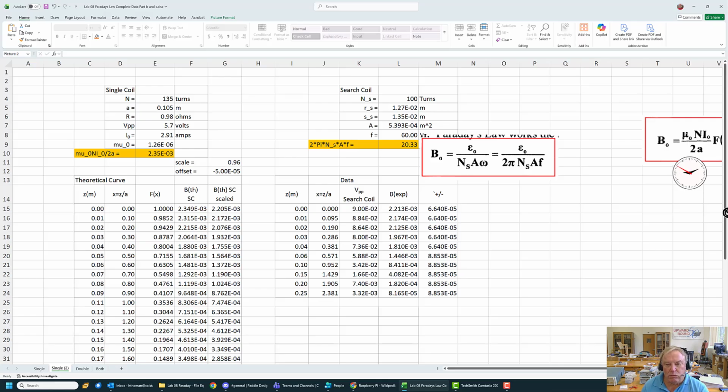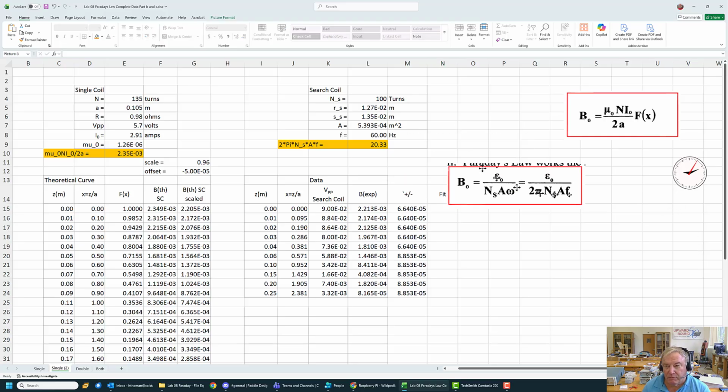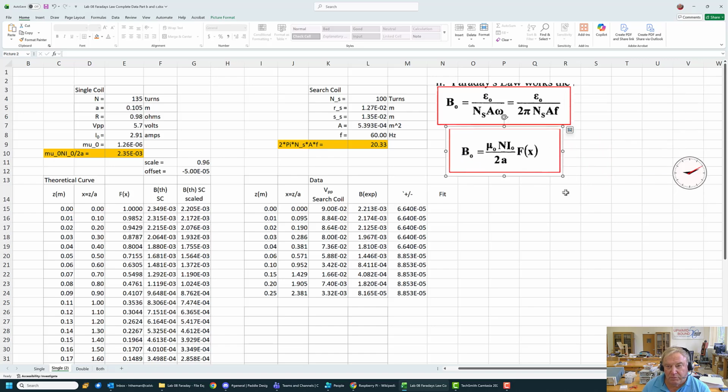Now, oops, we need a fit line. And that is going to be that equation, and I have it here. So a separate column for f of x. And maybe I'll do that because it makes it easier. You have to type in everything in one line.